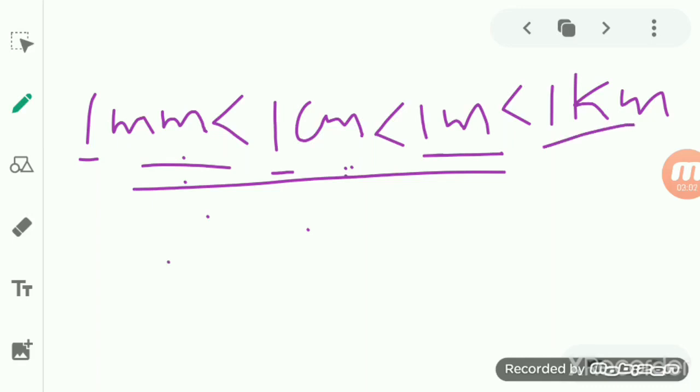What about the kilometer, student? Kilometer, we know that it is a multiple unit of the meter. Okay, so kilometer is a larger unit than the standard unit. That's why it has a larger value also. Okay, and that's why we can write that 1 millimeter is smaller than 1 centimeter. Again, it is smaller than a meter, and finally smaller than 1 kilometer. Okay.